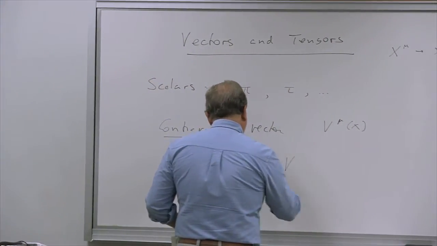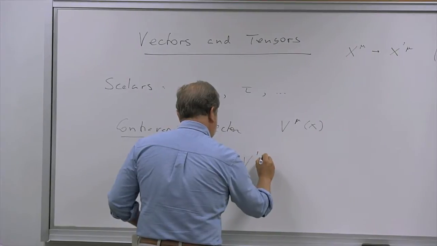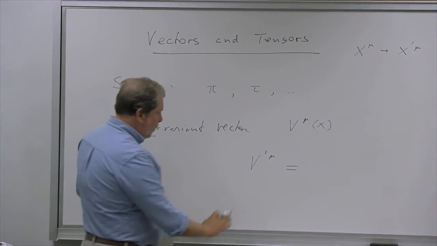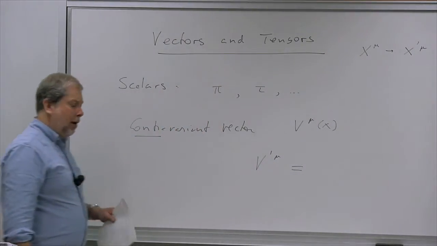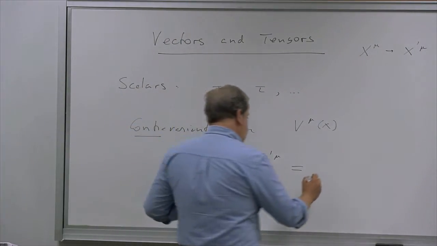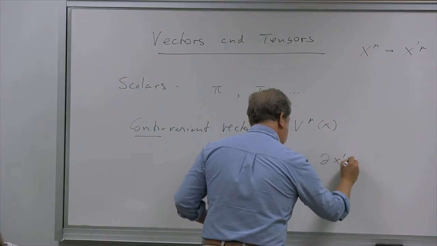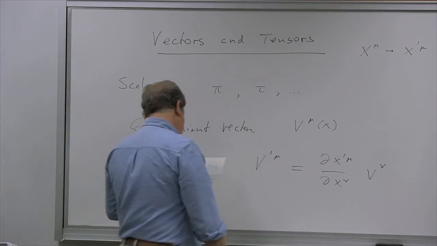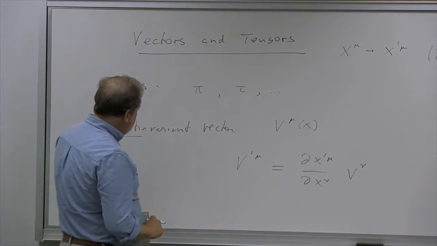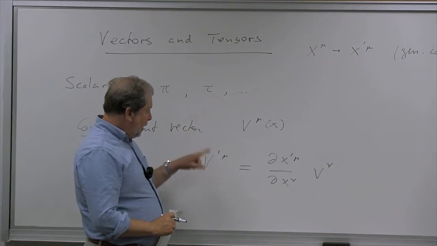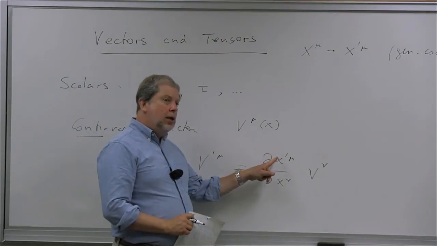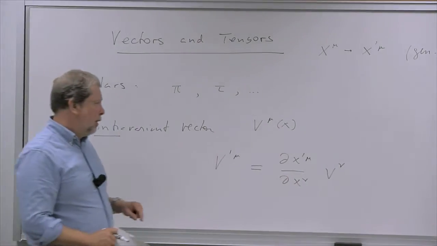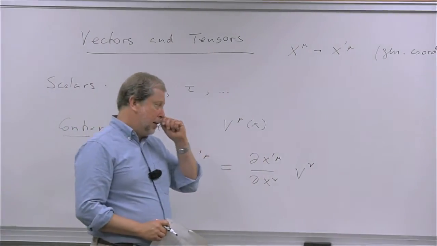So a contravariant vector transforms as v prime mu, right? And so this is always a function of x and x prime, and this is going to be equal to dx prime mu by dx nu times v nu. So a contravariant vector has an index upstairs, and it transforms via a dx prime by dx. It is crucial to see that the prime is upstairs and not downstairs, right?